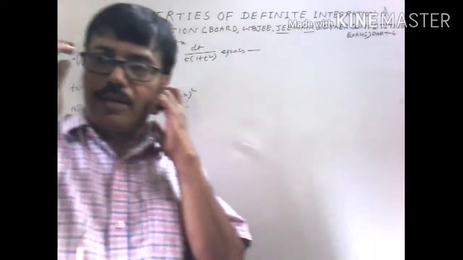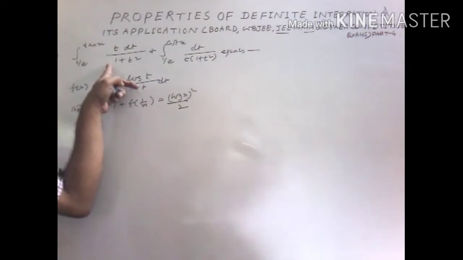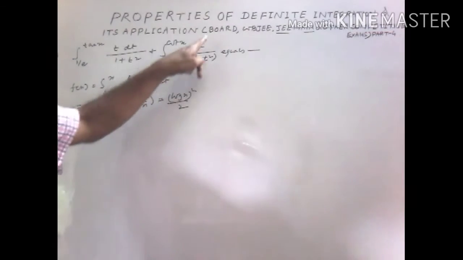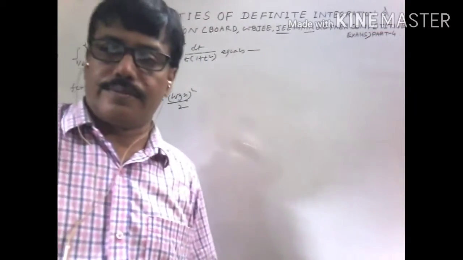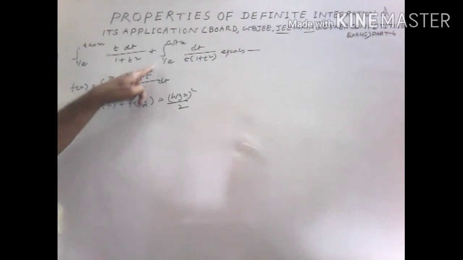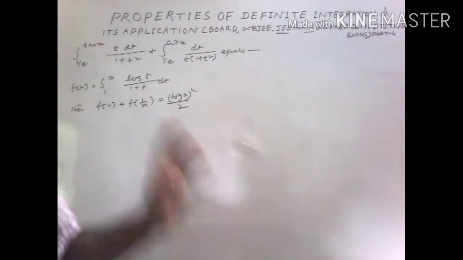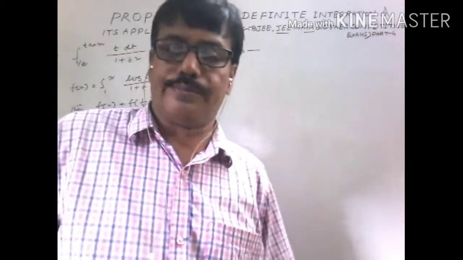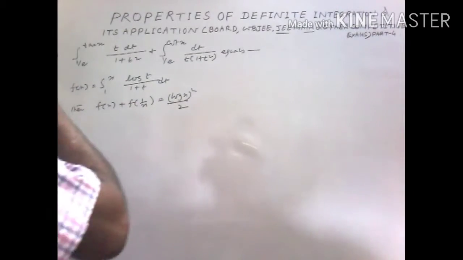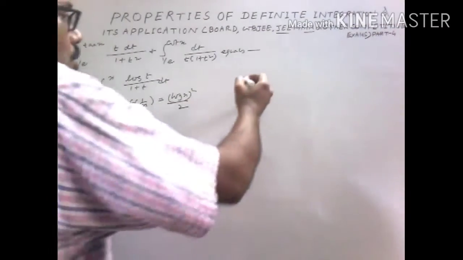So now we consider two alike problems. Integral 1 by e to tan x of t dt by 1 plus t square, plus integral 1 by e to cot x of dt by 1 plus t square, and then f(x) equals integral 1 to x of log t by 1 plus t dt. Prove that f(x) plus f(1 by x) equals log x whole square by 2. So they are exactly the same. So suppose we consider problem number 2.